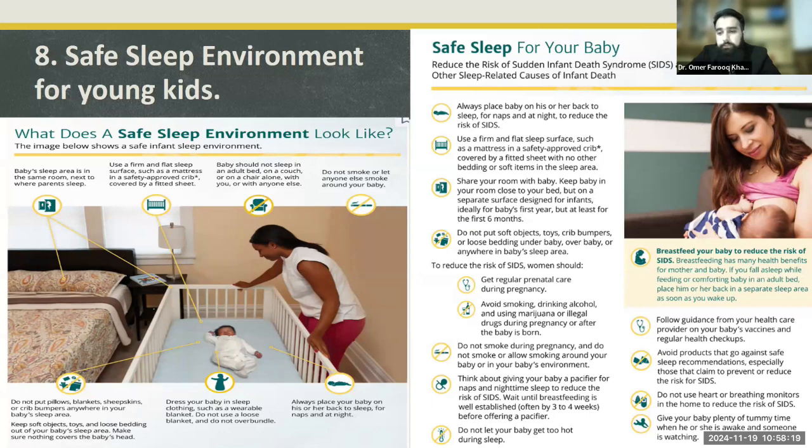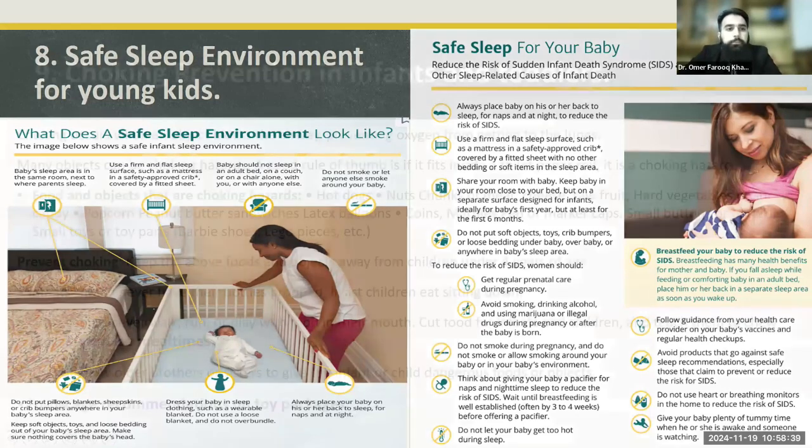Follow guidance from your healthcare providers. Avoid products that go against safe sleep recommendations. Do not use heart or breathing monitors. Give your baby plenty of tummy time when he or she is awake and someone is watching. So these are very helpful guidelines I found on the internet, and I thought I should share them with you.